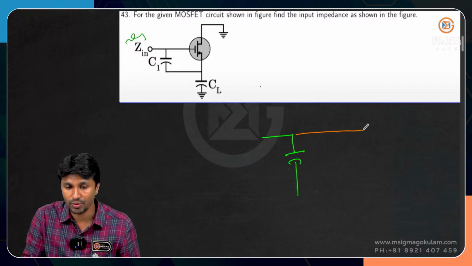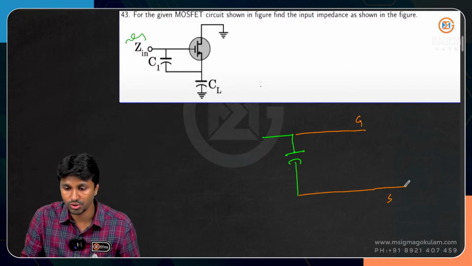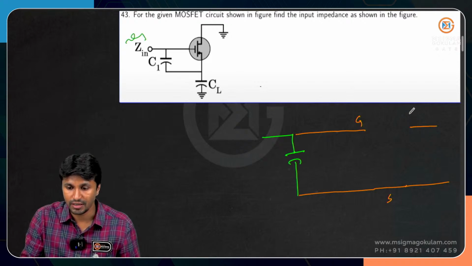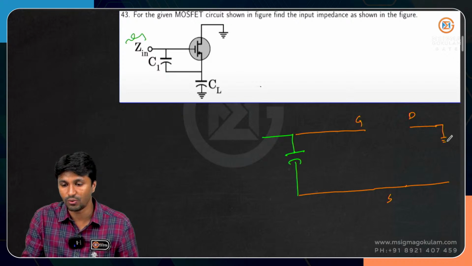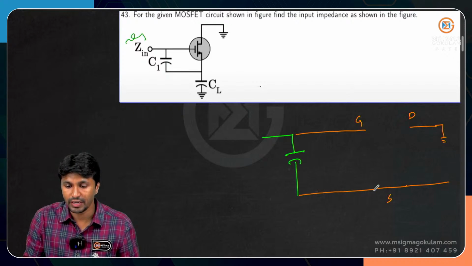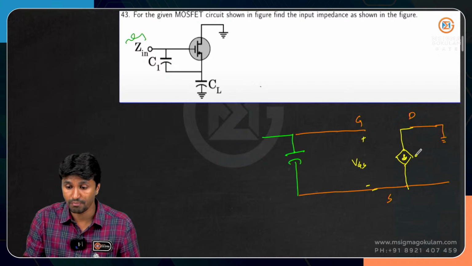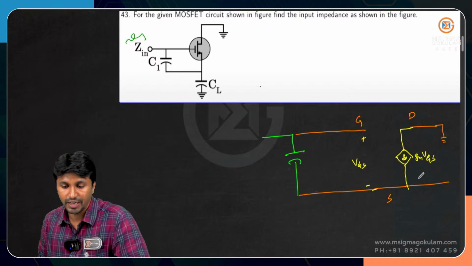With its AC equivalent, this is the gate terminal, this is the source terminal, and this is the drain terminal. You can clearly see that the drain terminal is grounded. Now between gate and source, what is the voltage? VGS, right? And between drain and source, what we have is a current source with magnitude gm into VGS.